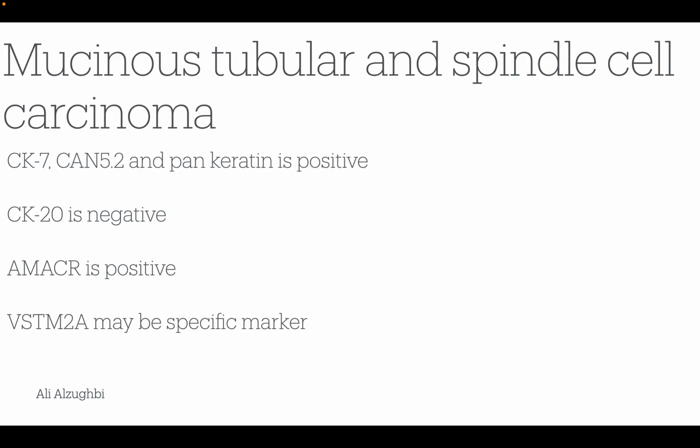Regarding the immunohistochemistry, CK7 is positive. CAM 5.2 and pancytokeratin are positive. CK20 is negative. AMACR is positive. And VSTM2A may be a specific marker for this tumor.